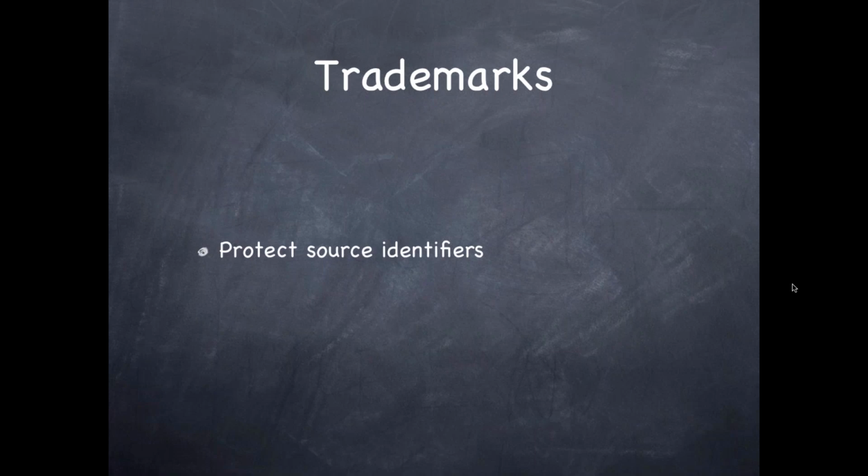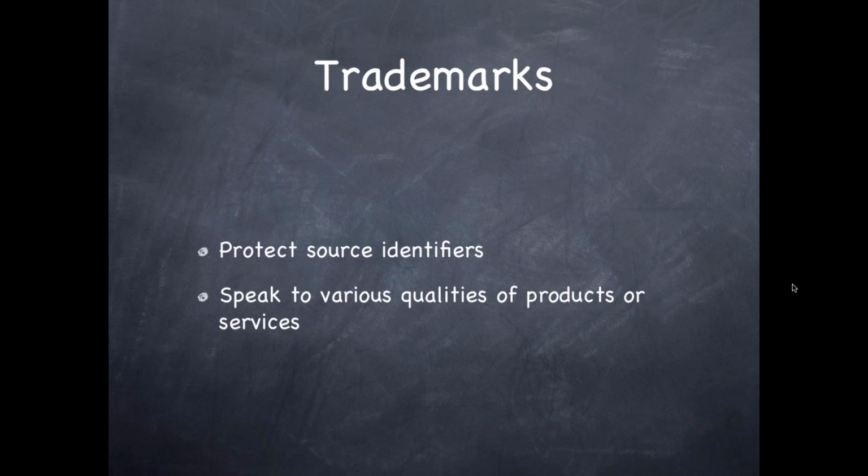It serves as a source identifier. When you see the brand, you know what it is, you know what they do. Toyota popped up, Toyota makes vehicles. GoPro popped up, WWE, etc. So you have an idea of what the product line is, what the good or service is, based on this source identifier. It speaks not only to the product or service, but also to qualities thereof.